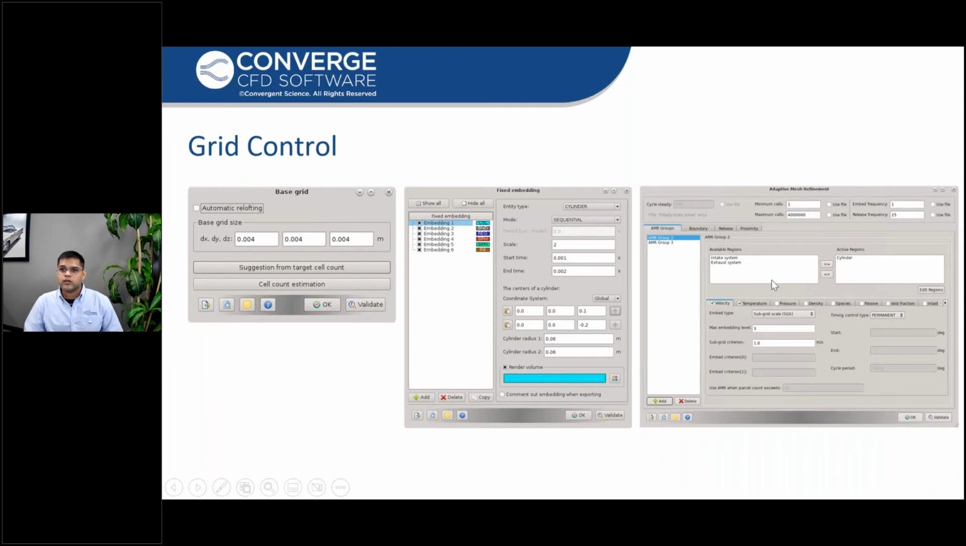And finally, we also have AMR. What AMR does is it will add more cells only in the areas where we have high gradient. So in this case, we are using velocity based AMR. So whenever the velocity gradient meets the subgrid criteria, Converge will automatically add more cells in that region, allowing it to capture the gradient, the physics more accurately, but at the same time not increasing the cost dramatically by adding cells throughout the domain.